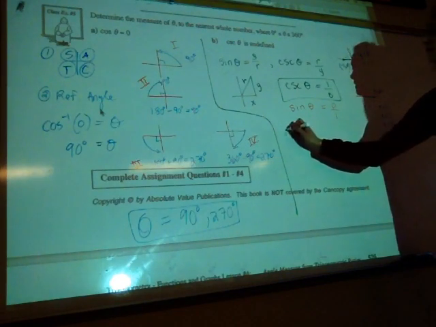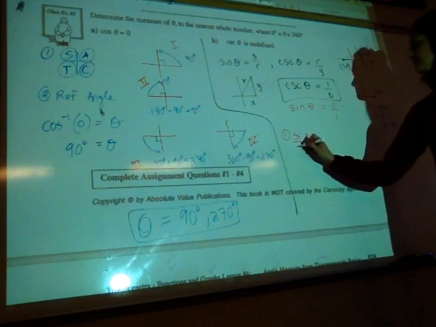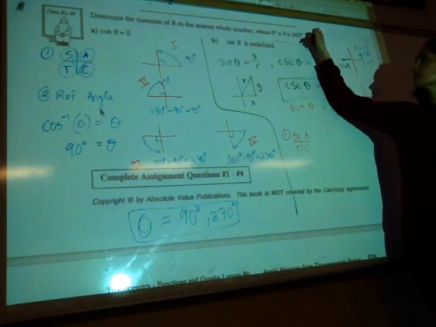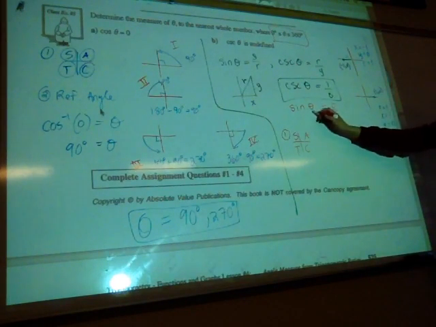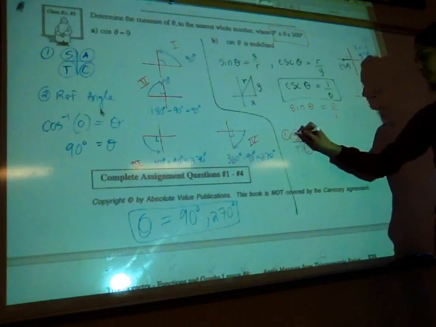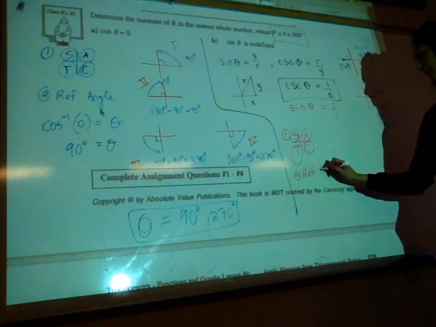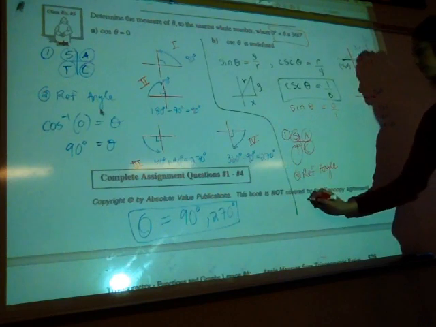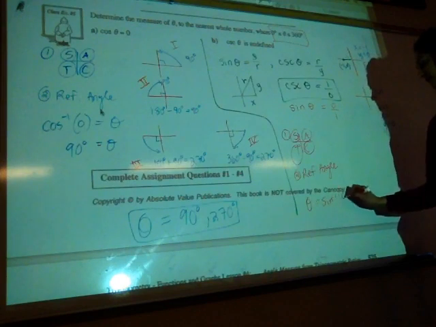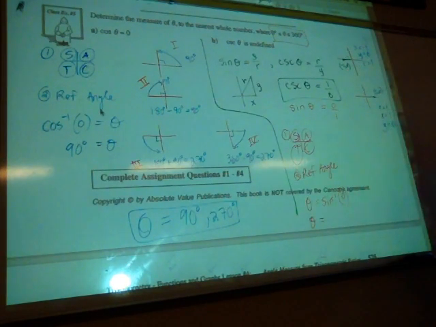Yes. Okay, so for step 1, we need to figure out what quadrants we fall in. The domain tells us we're between 0 and 360. Sine theta is equal to 0. We are in all 4 quadrants. So let's calculate our reference angle. Our angle will be equal to inverse sine 0. And what do we get? We get 0?